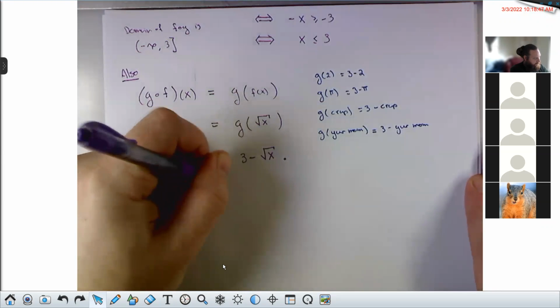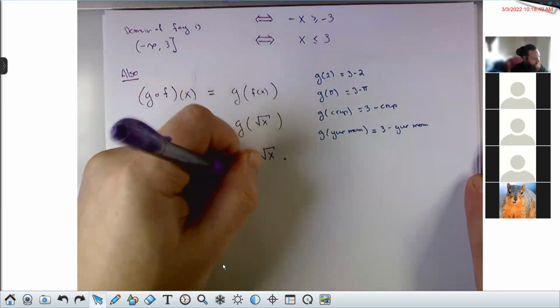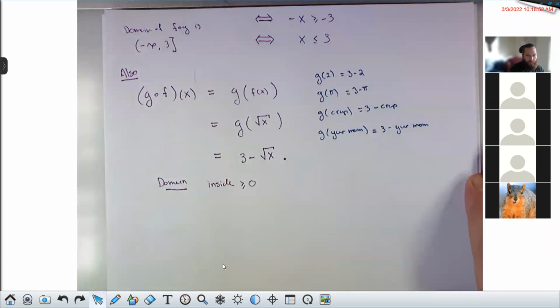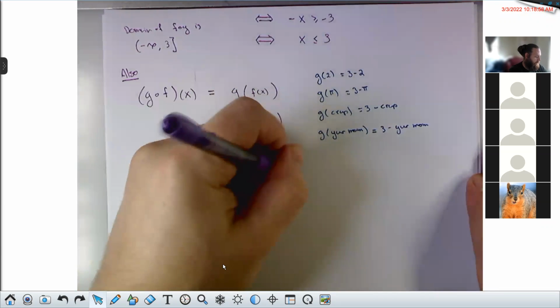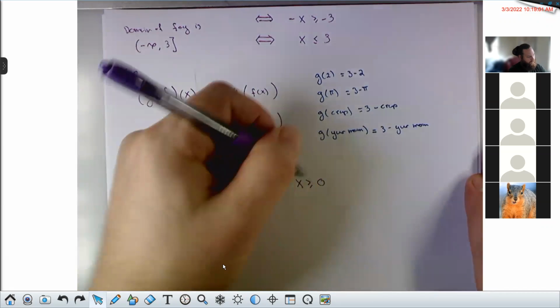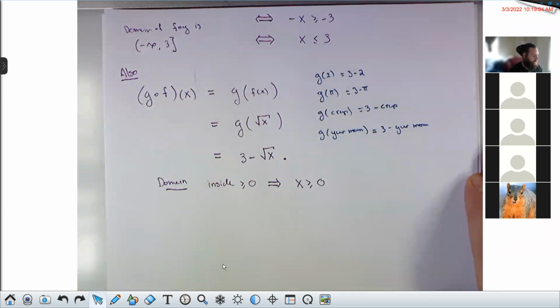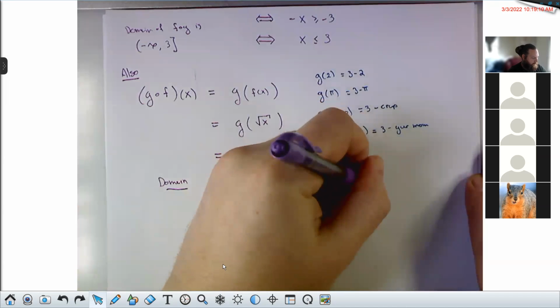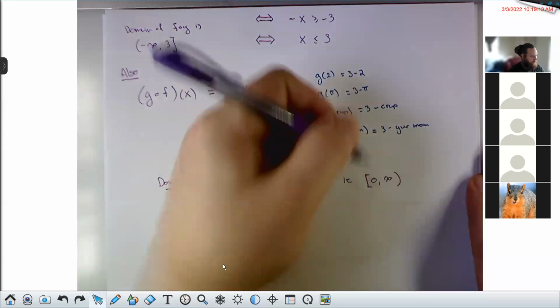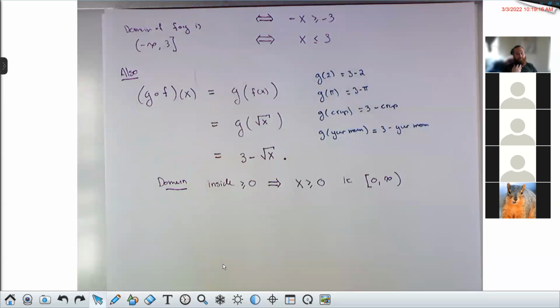So again, we need to set the inside of the square root greater than or equal to 0. Only the stuff inside the square root has any effect on the domain. And here, the inside is just x. So the domain is all x's that are greater than or equal to 0. It's the same as the domain of f. Any questions on finding G of f and its domain?